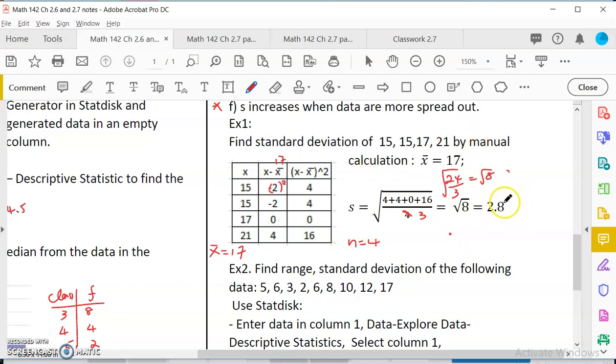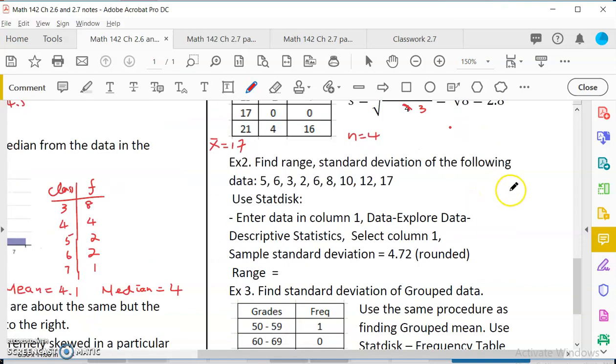It looks very vague. It is not related to the mean at all. The mean is 17, but the standard deviation is 2.8. What does it mean? It just means that a typical data is 2.8 from the mean. 17 is the mean. A typical data is spread out by 2.8. So that's why we call it standard, 2.8, below or above. So around 2.8 of 17, you have a lot of data. So that is actually what it means.